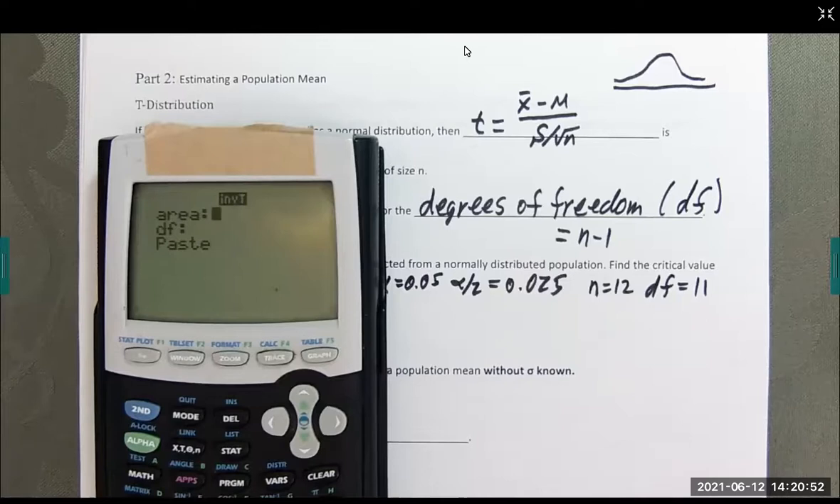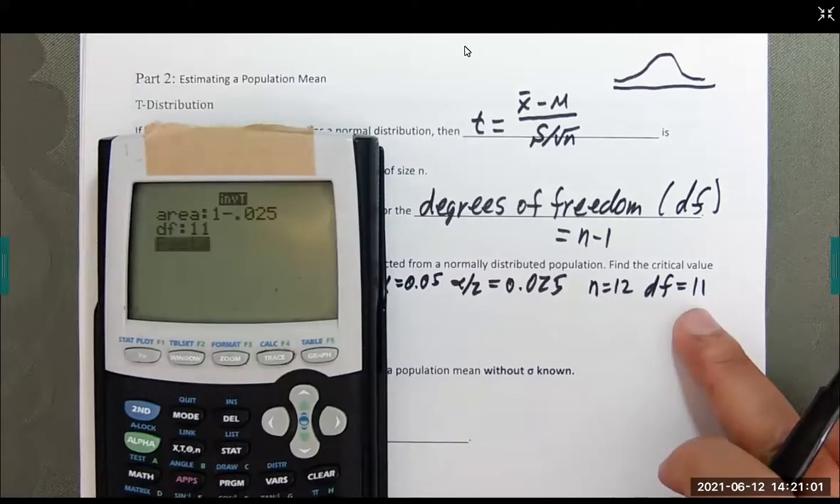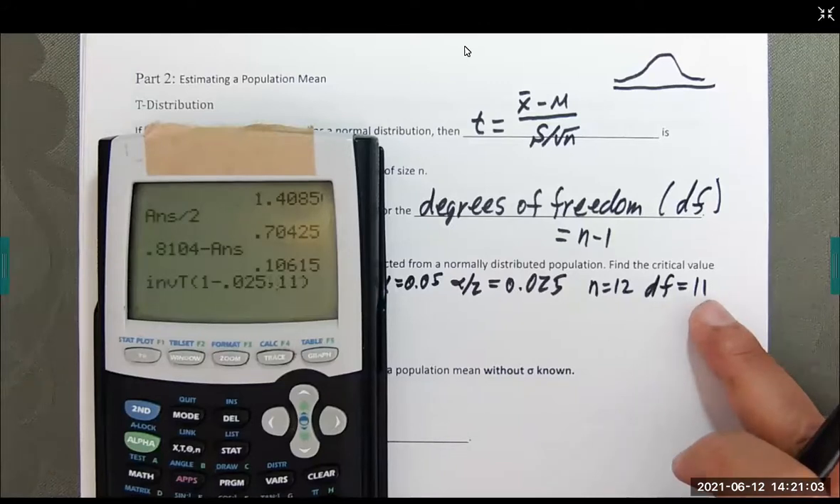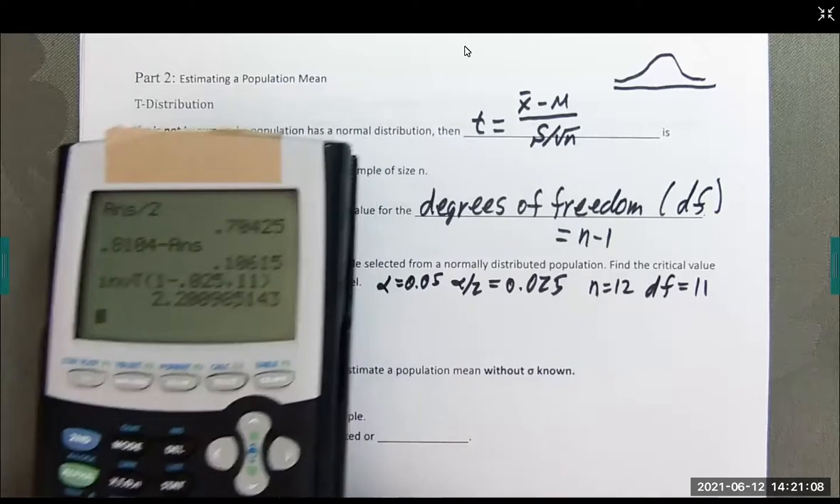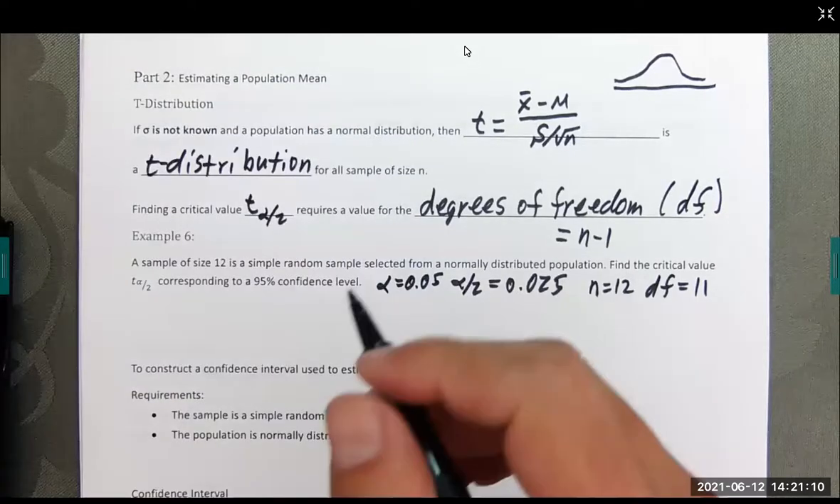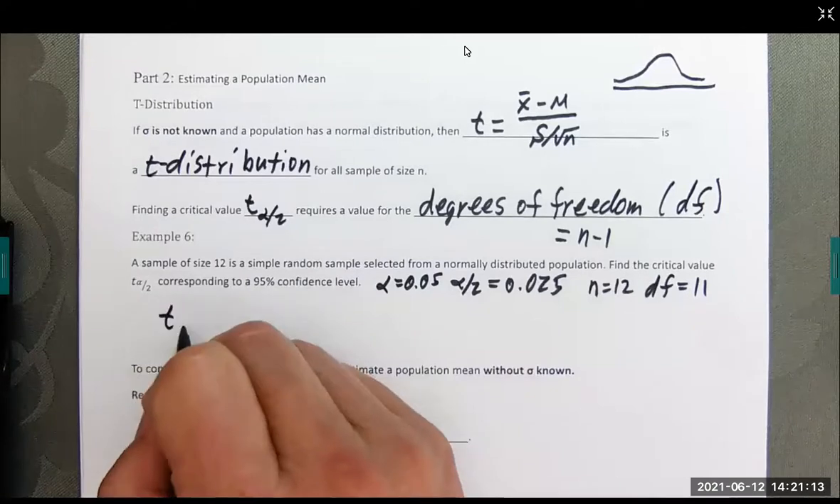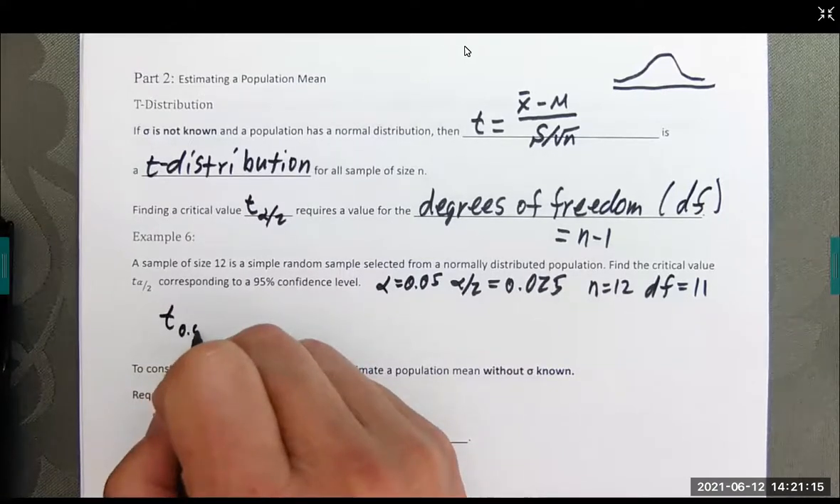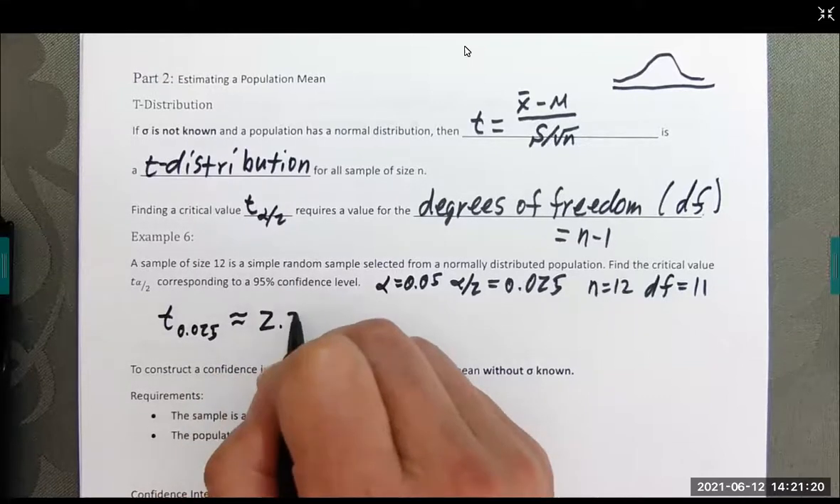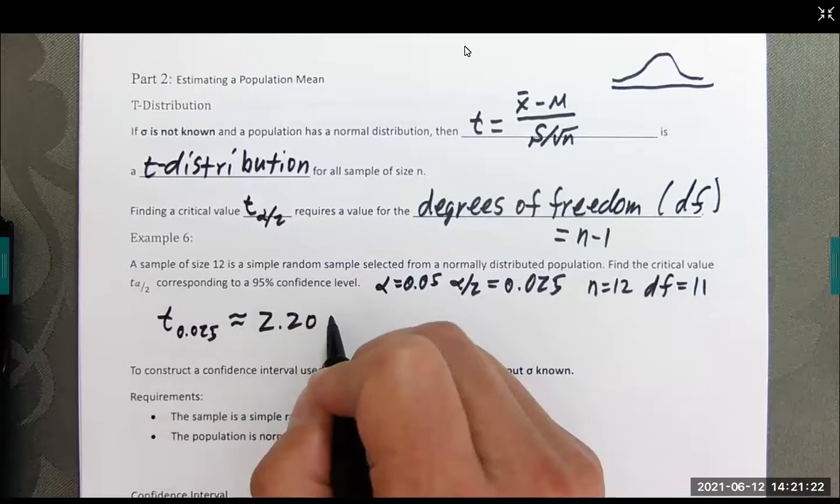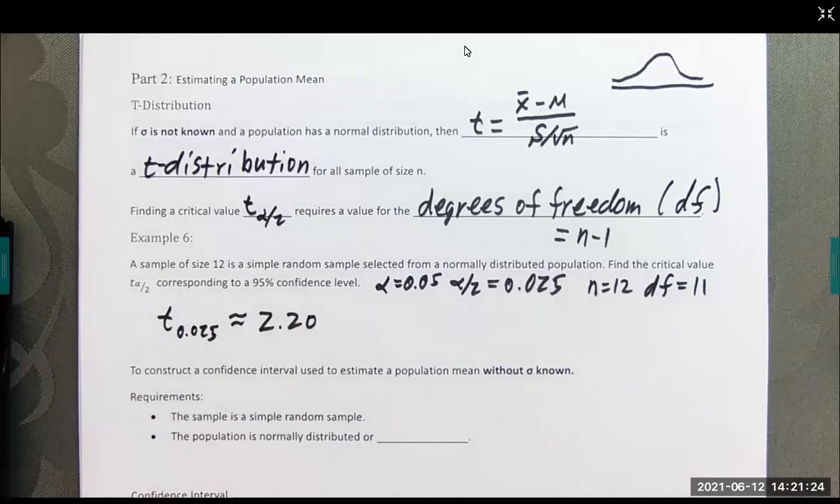Again, this is going to be area to the left, just like with the other. So this is going to be 1 minus 0.025. And you'll notice it asks for the degrees of freedom, 11 in this case. This one takes a second, I think. There we go. So this gives us t sub 0.025 in this case is about 2.2020. Now let's go to 3 spaces. So we'll go to there.